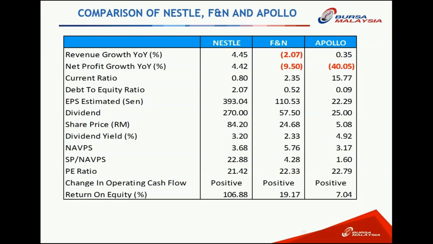If you bid 84 ringgit per share for a stock for just 3.2% dividend, you might as well go for the REITs, which are cheaper. Some REITs are just 1 ringgit plus, 3 ringgit plus, but you still get about 5 or 6% net. So it doesn't make sense to invest in Nestle when its dividend is only 3.2% and the rest of its balance sheet indicators are flashing red.